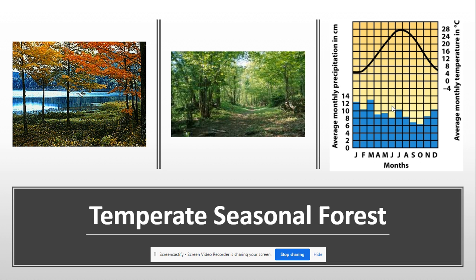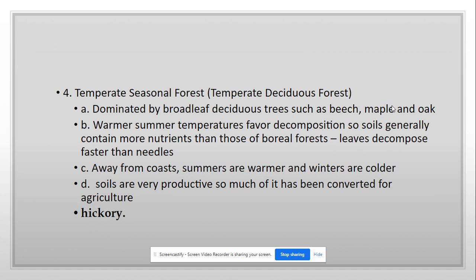Looking at the temperate seasonal forest, here we have a little more average in terms of rainfall throughout the year, as well as temperature. Here in the temperate seasonal forest, also known as temperate deciduous forest, this is dominated by broadleaf trees like beech, maple, and oak. We experience warmer summer temperatures, which help to favor decomposition, so soils can contain more nutrients than maybe the boreal forests.